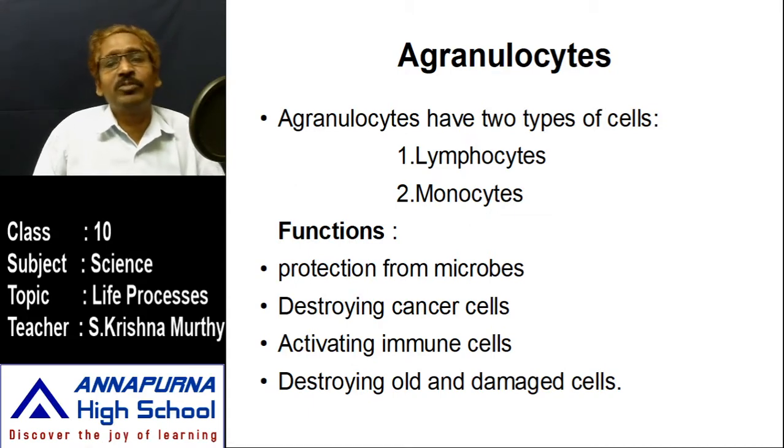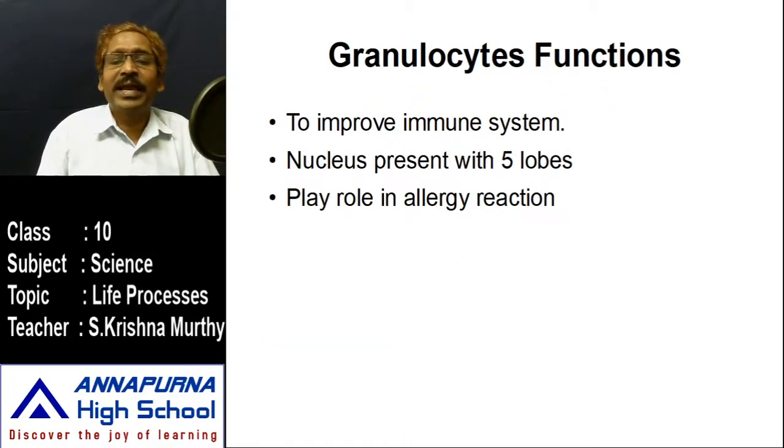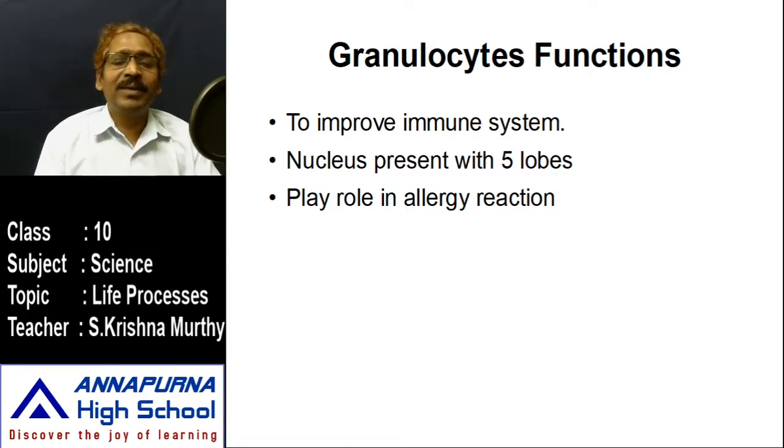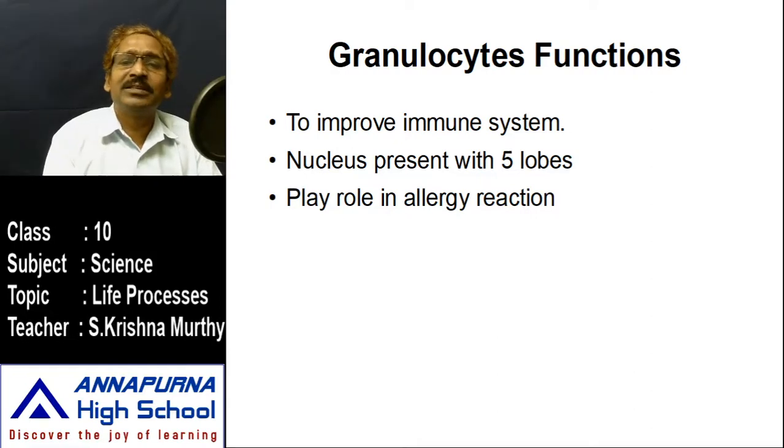So the agranulocytes play a major role in eliminating different kinds of waste material. Later we have to discuss granulocytes, the second type of white blood cells. These help to give immunity to our body. Without immunity, we cannot get any defense from microbes. If you want to protect yourself from microbes, harmful chemicals and toxicants, you must have immunity to fight against them.